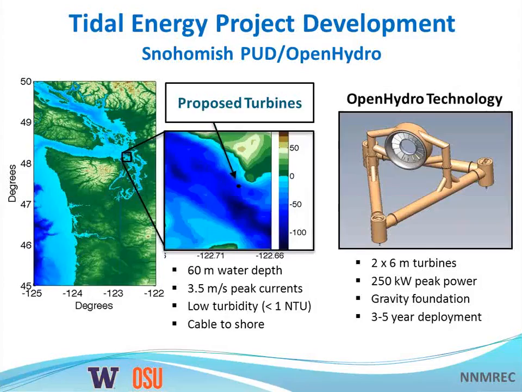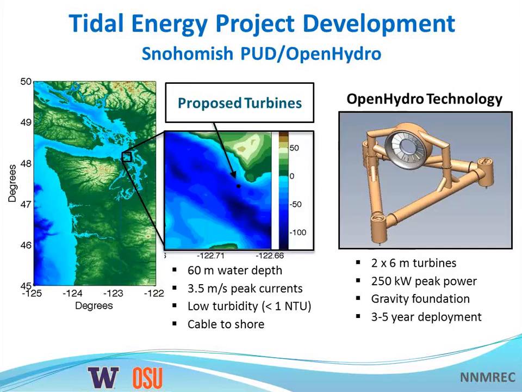Just to orient you to the site, we're back in the U.S. We're now on the west coast, and the proposed deployment site is in Northern Admiralty Inlet of Puget Sound. Admiralty Inlet is the primary connection to the Straits of Juan de Fuca, and all of the exchange that passes into Puget Sound on each tidal cycle passes through Admiralty Inlet, which is why it's a good site for tidal energy.